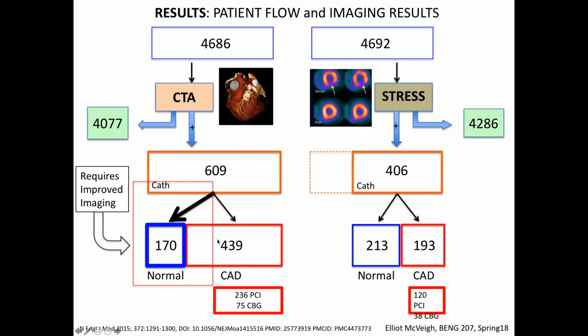So what happened here is, of these 439 people, 236 got stents, 75 went to get coronary bypass surgery, or CABG, right? Of these 193, 120 got stents and 38 got CABG. So twice as many people were treated here as here, right? So that to me is a significant difference between those 2 pathways, right?